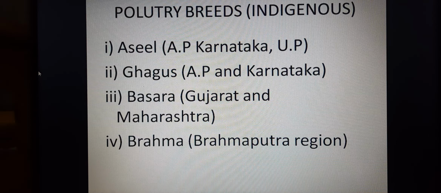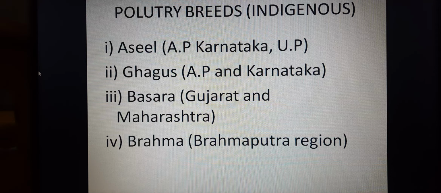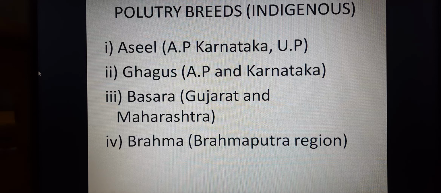So, some indigenous, that is Indian, poultry breeds are Aseel. It is coming from Karnataka, Andhra Pradesh and UP. Then Ghagus, Andhra Pradesh and Karnataka. Busra from Gujarat and Maharashtra. Brahmaputra region, that is from Assam and northeast India, has more spreading birds, that is the broilers of India, that is the Brahma. Try to remember, the name is Brahma. I am showing the slides.